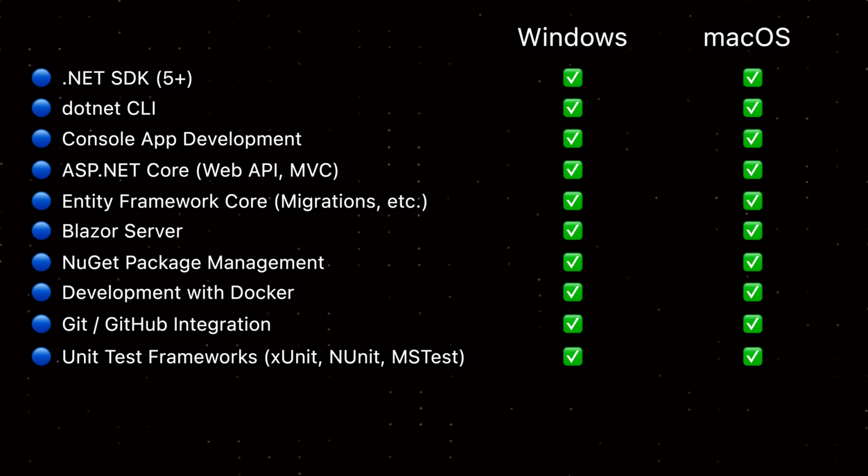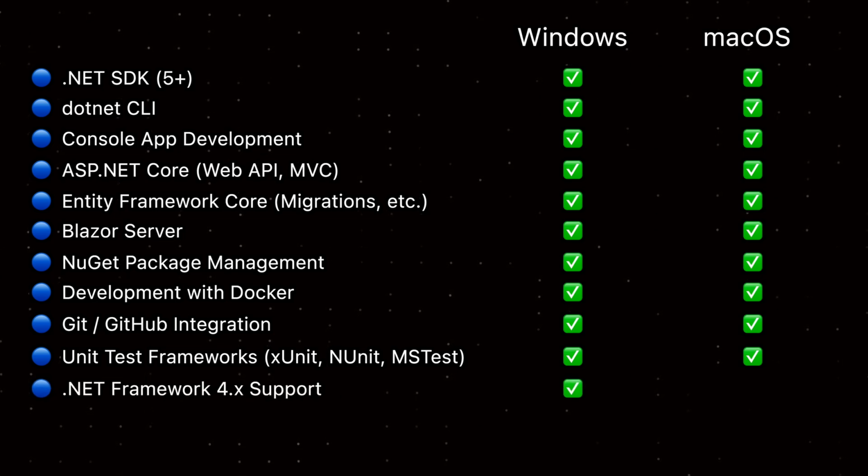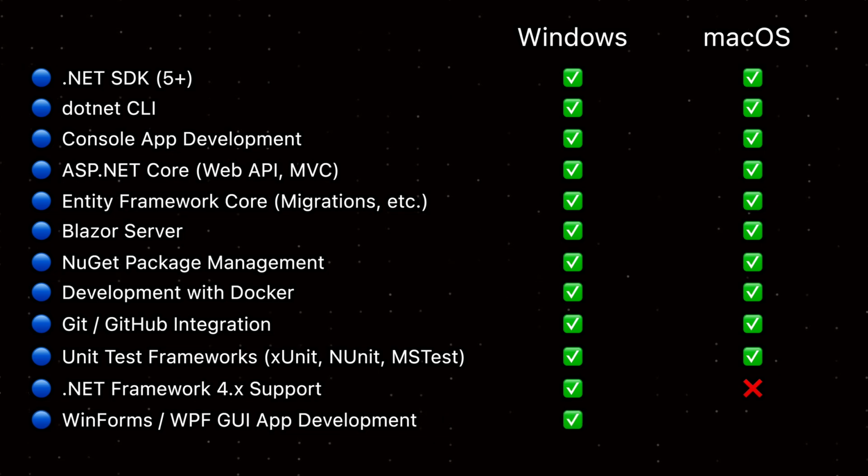However, the following are only available on Windows. .NET Framework 4x support, WinForms and WPF GUI app development. If you develop with WinForms or specifically require support for .NET Framework 4 or lower, you'll need to stick with the Windows operating system. That's it.